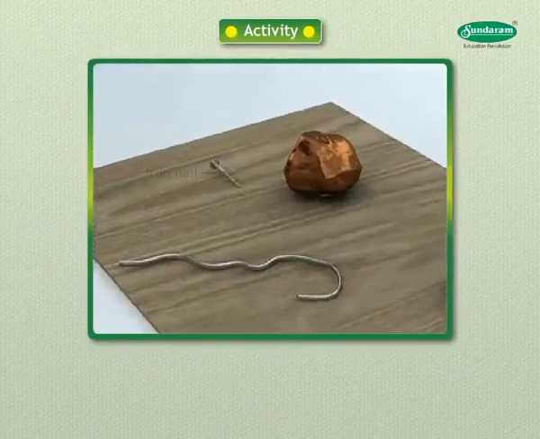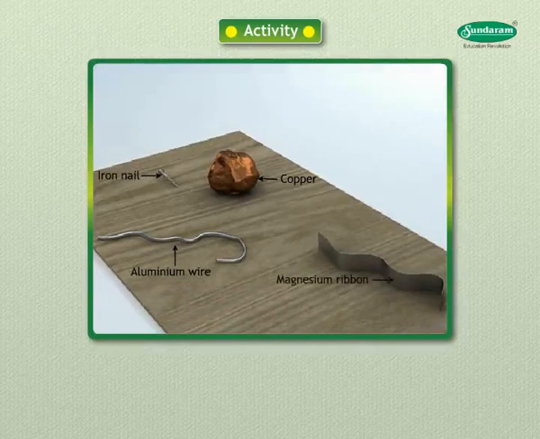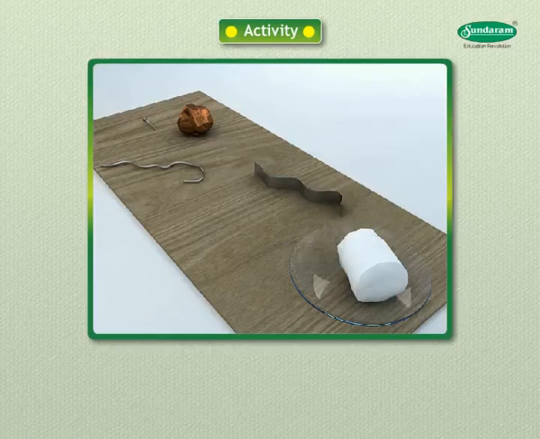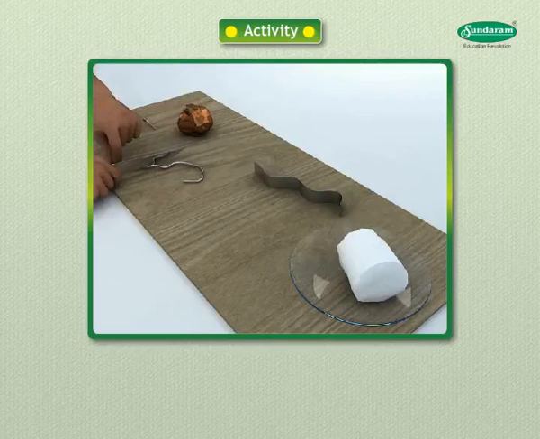Let us understand the next property through this activity. Take samples of iron nail, thick copper and aluminium wire and magnesium ribbon. Take a piece of sodium metal in a watch glass. Students, handle sodium metal carefully. Try to cut these samples with a sharp knife and note your observations.